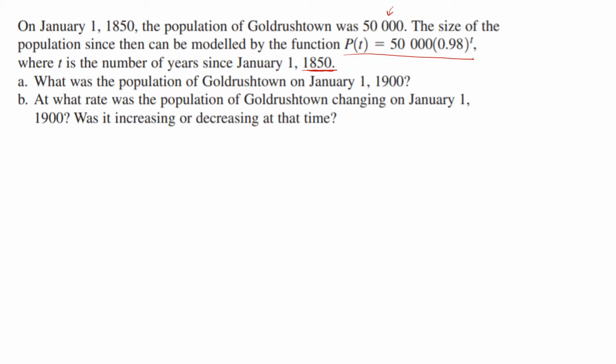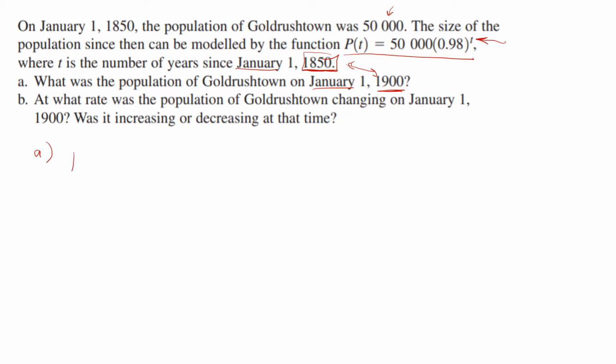So the first part asks: what was the population of Gold Rush Town on January 1st, 1900? I know that I have 50 years in between these. So if this is my first point, and if I count 1850 as 0, then 1900 would be my 50th point because they're on the same date as well. So since t represents the years, I can directly put that into my time variable right here.